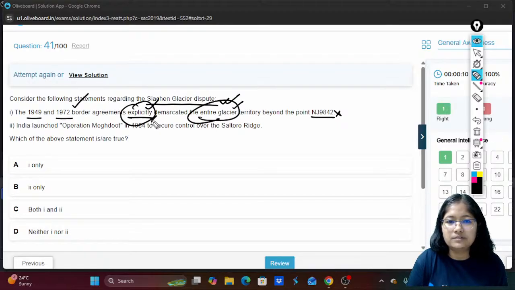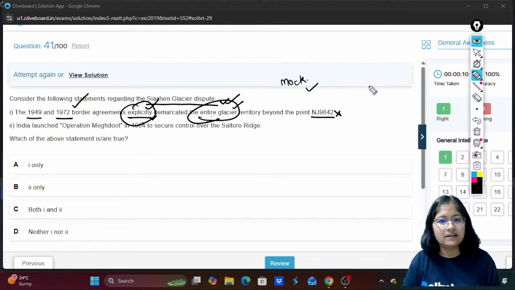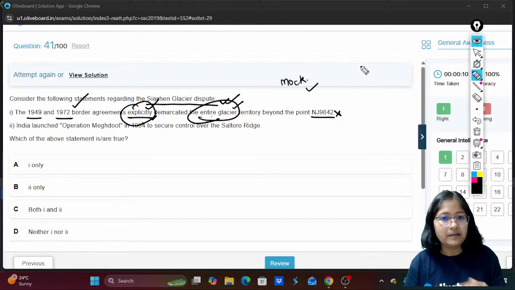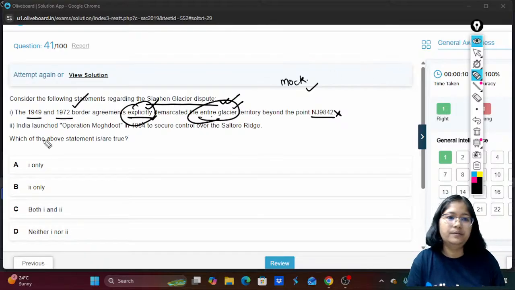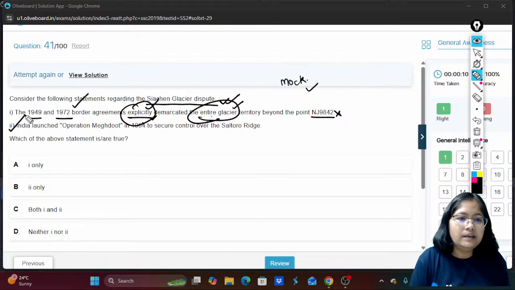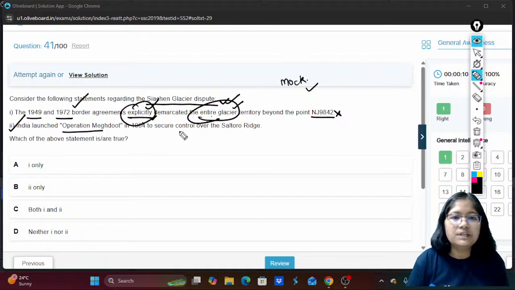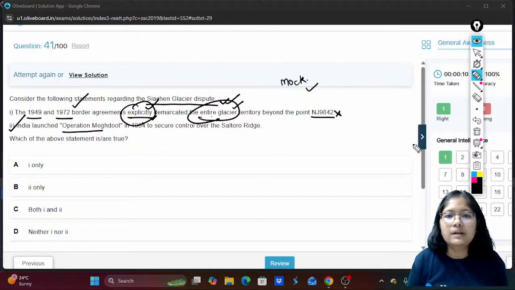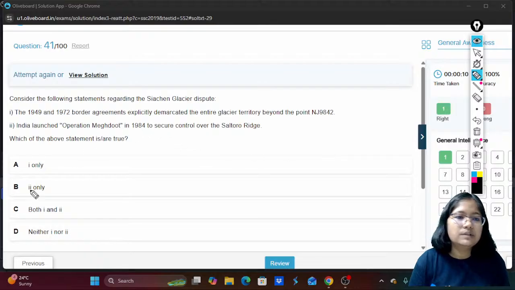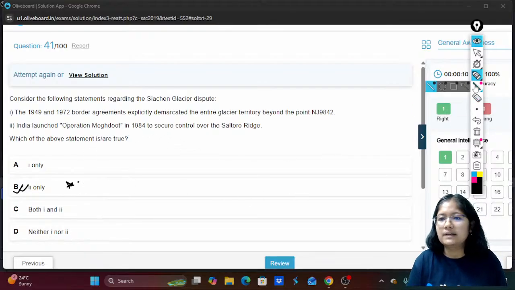Also you can check what is your answer, but if you are appearing for the mock test regularly, then only you have an idea of this. Okay, and it is not always correct. You need to have practice also for that. So at a very high point, that boundary demarcation is there, right? So India launched Operation Meghdut in 1984 to secure control over the Saltoro range. So this statement is correct. So B only, statement number 2 only is correct here.